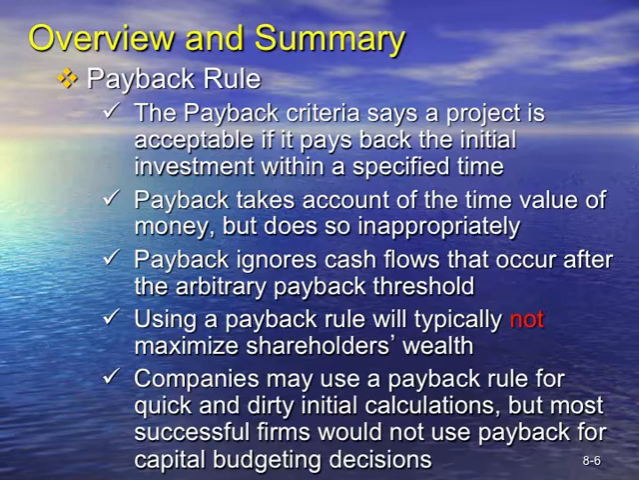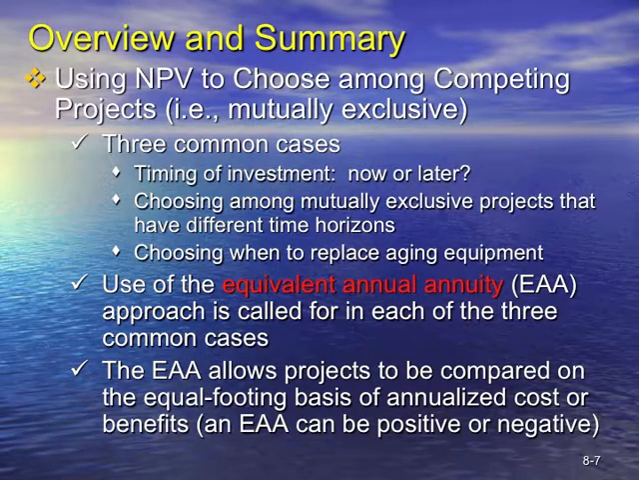Using net present value on slide 1-7 there, using NPV to choose among competing projects. Competing projects are those that are mutually exclusive. If you do A, you won't do B. If you do B, you won't do A. That means A and B are mutually exclusive projects. There are 3 common cases of mutually exclusive projects.